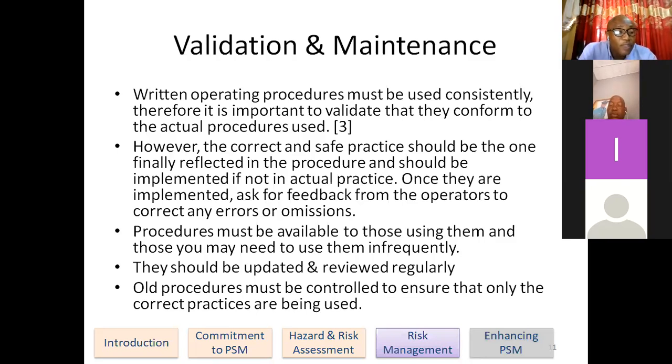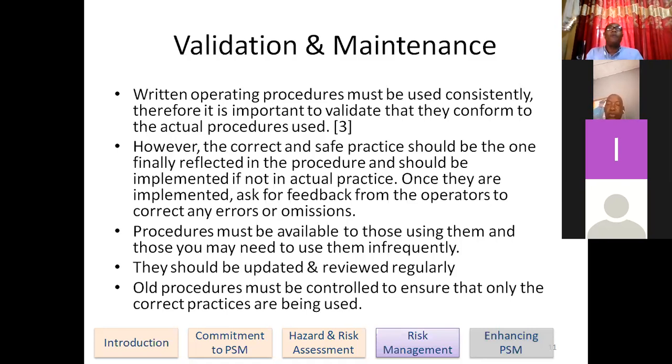Don't answer phone. Don't press your phone. If you press your phone, it can trigger an alarm. It can cause an accident. All those things are things you must what? Put in place. They should be updated and reviewed regularly. All operational procedures must be updated and reviewed regularly.